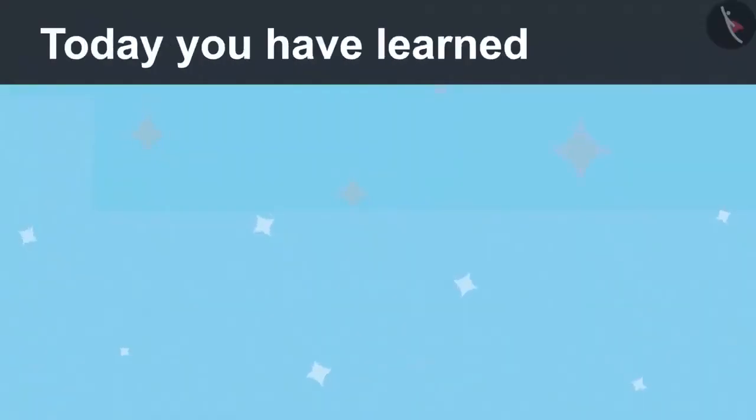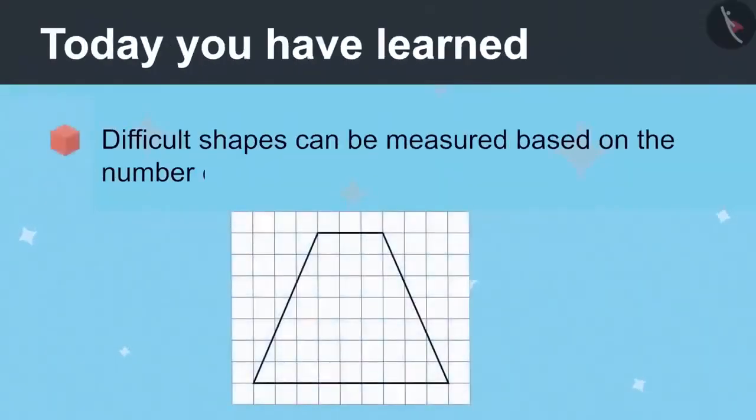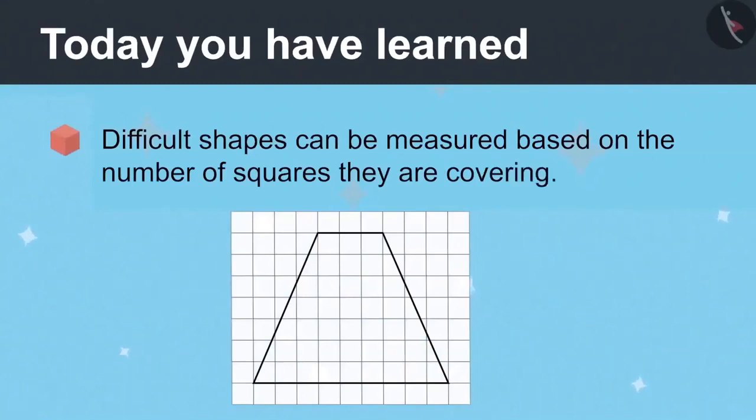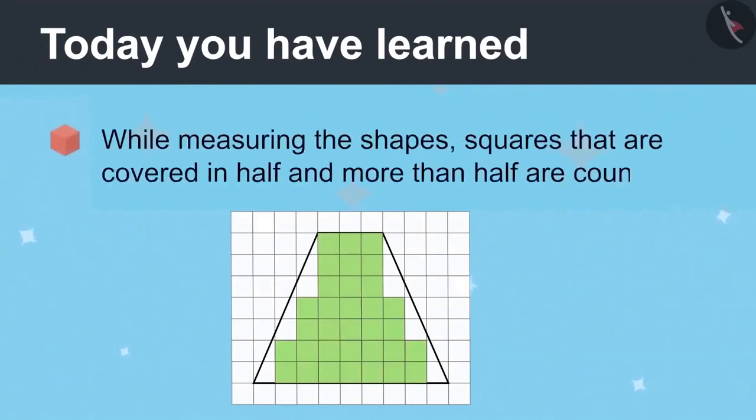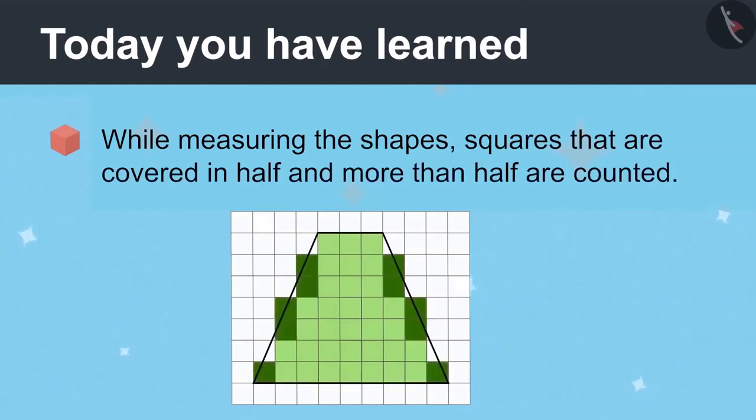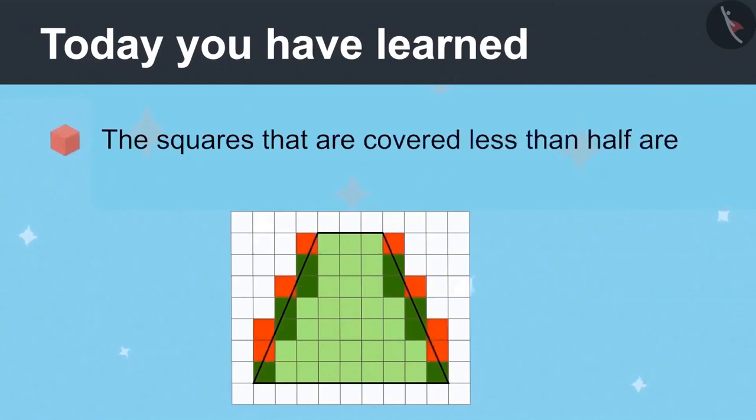Today you have learned that difficult shapes can be measured based on the number of squares they are covering. And while measuring the shapes, squares that are covered in half and more than half are counted. The squares that are covered less than half are not counted.